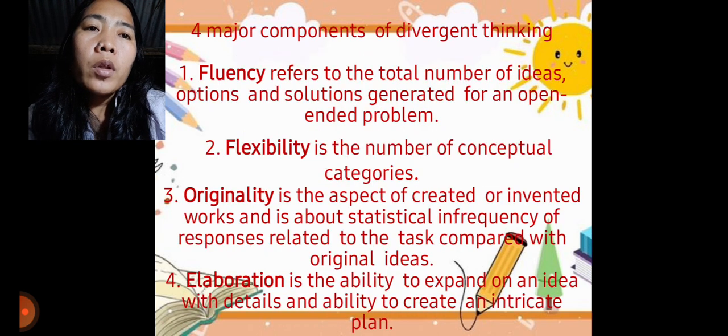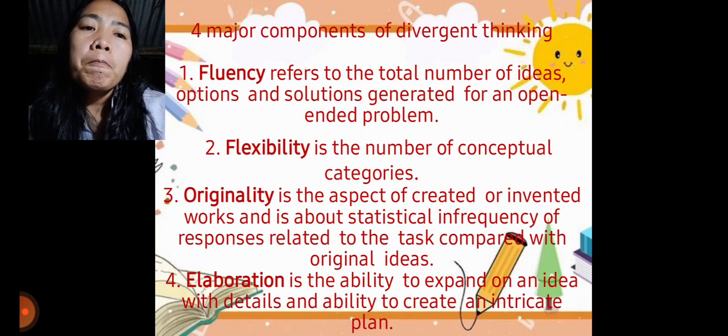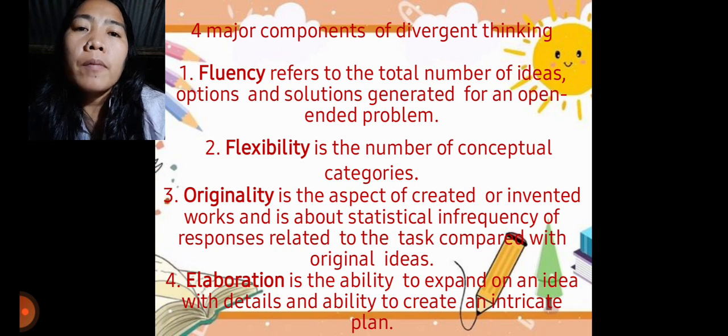Four major components of divergent thinking. First is fluency, which refers to the total number of ideas, options, and solutions generated for an open-ended problem. So, fluency, through the number of ideas and options, we can generate a solution to a problem. Second is flexibility, the number of conceptual categories. So, flexibility, we can manage the number of the categories that we encounter.